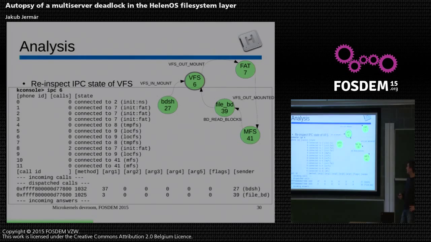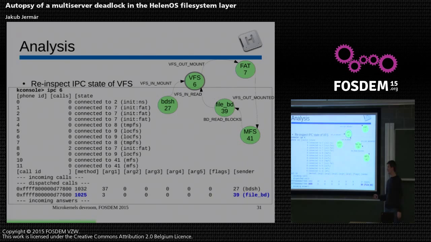Okay, so we come again to VFS. We have already been there, so we already know, for example, what this is, right? So we now need to focus on the IPC messages that we have not explained yet, or that we have not paid any attention to. This time, it's a message sent by the file BD server as we are expecting, and the method is 1025.